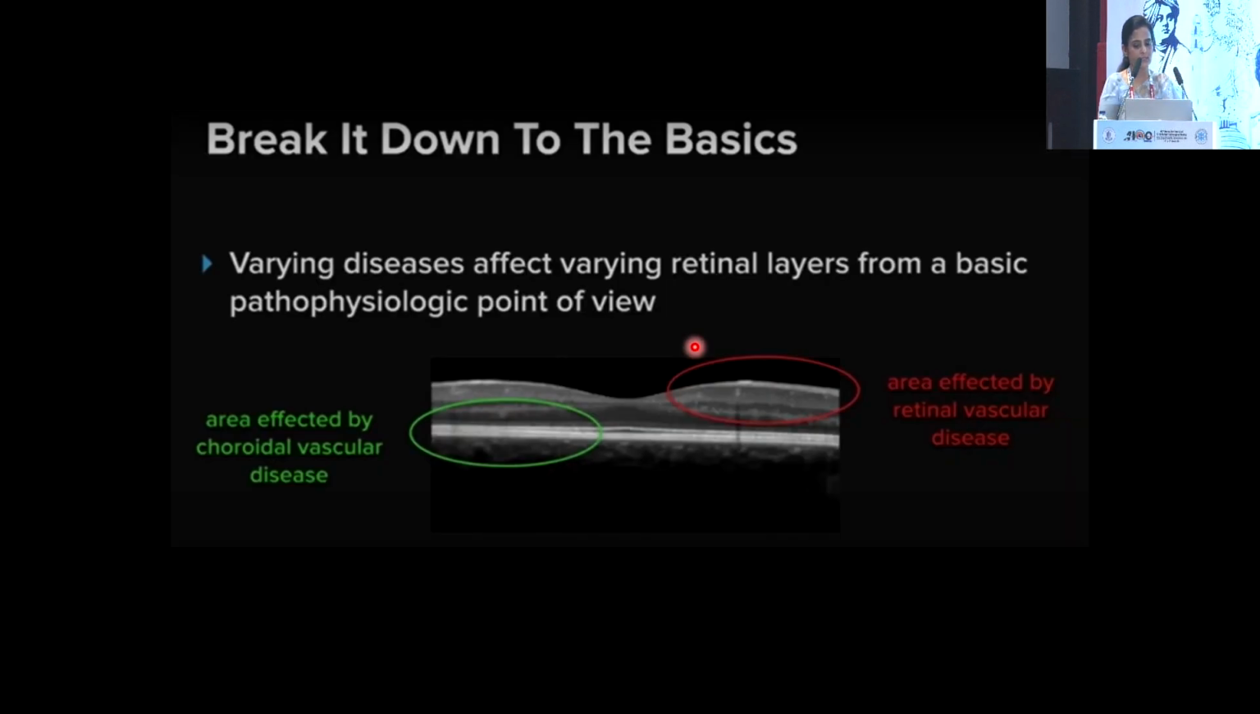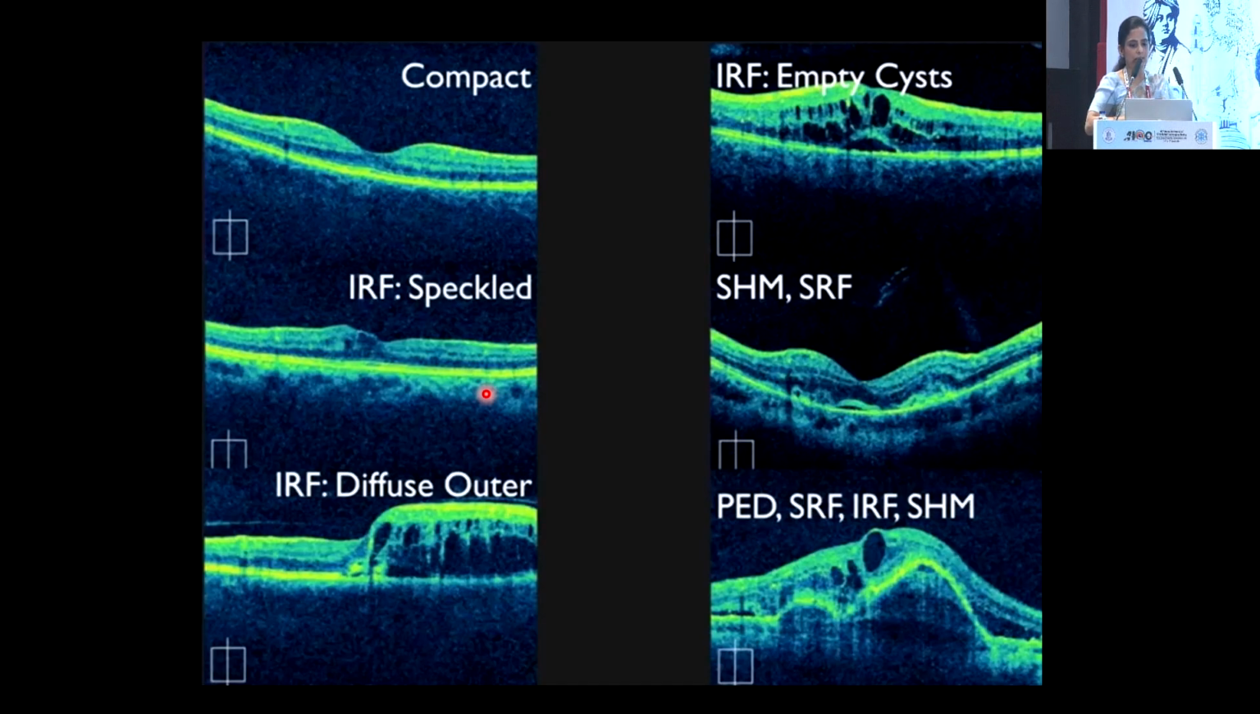Now, various diseases affect various retinal layers. Vascular disease generally affects the inner layers. Choroidal diseases generally affect these outer layers. Now, whenever we see the OCT, we don't usually look at it layer by layer. We just look at the pattern on the OCT and make an interpretation in our mind.